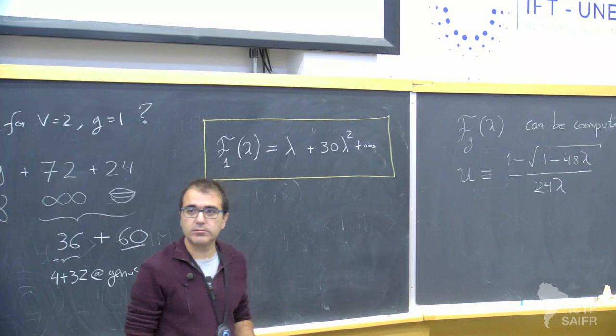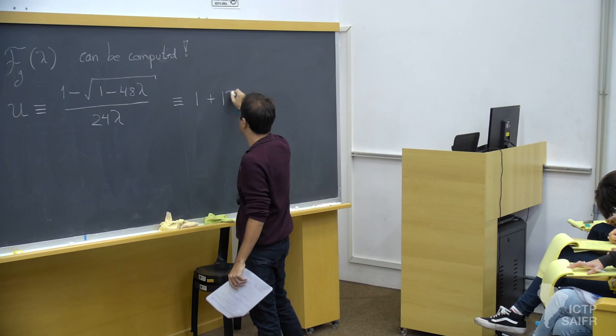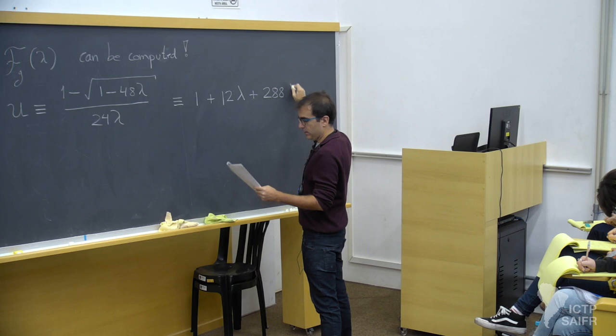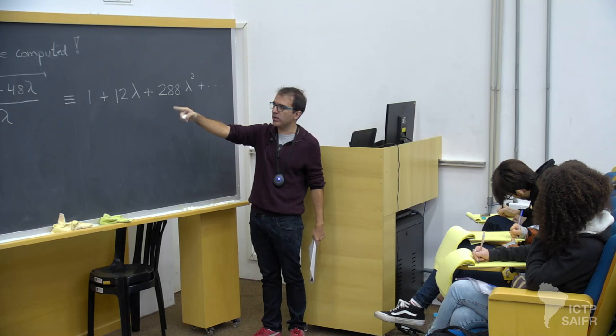Now, this looks very weird, but this quantity has a nice property that it has a nice expansion at small lambda. It's 1 plus 12 lambda plus 288 lambda squared plus dot, dot, dot. So you can just see this expanded in small lambda, and it has a regular expansion. You see that there is 1 over lambda down there, but the square root cancels the 1 over lambda. So in total, it has a nice regular expansion.